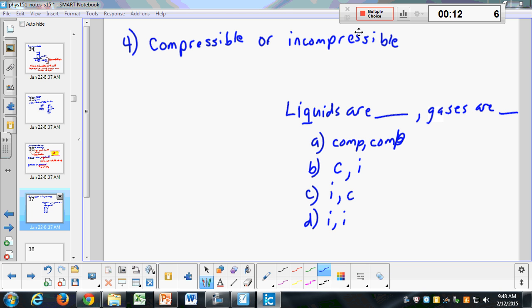So liquids and gases are collectively known as fluids, but how are they different, or how are they the same in their compressibility? Doing a good job. Just a few more seconds. I'll stop at 35.